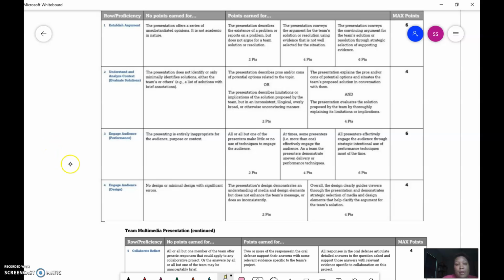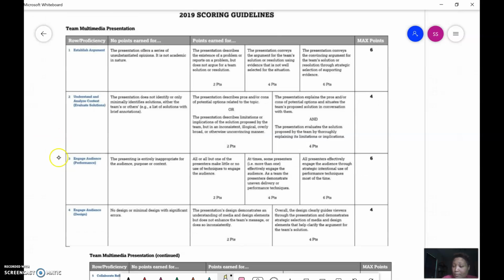Remember that if there is plagiarism in any of the components on the team multimedia presentation, the whole team gets a 0 in that particular component. So it needs to be said that we need to be very aware in citing our sources when we're doing this. All right, so here's the rubric for the TMP.